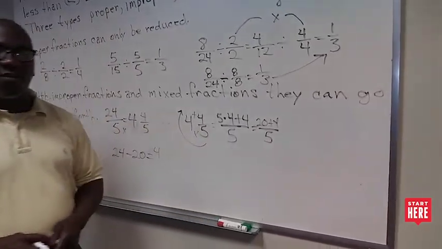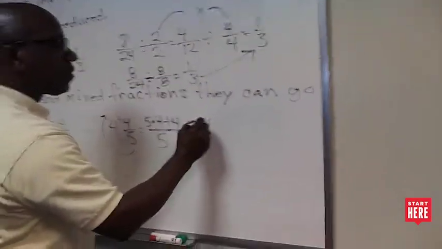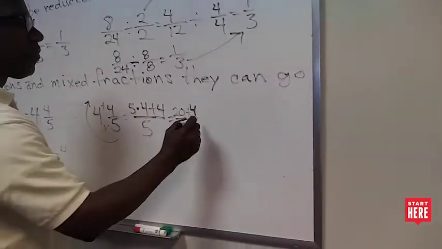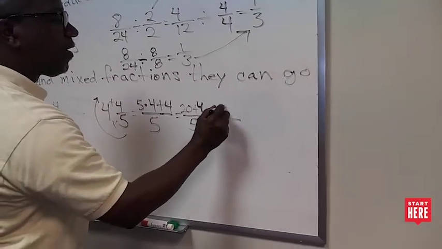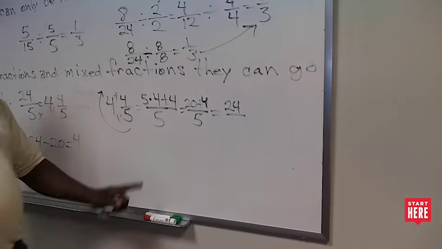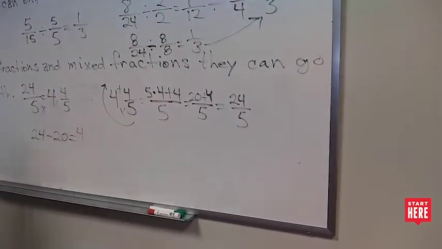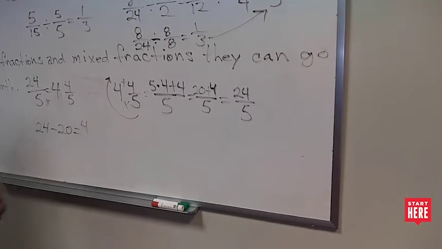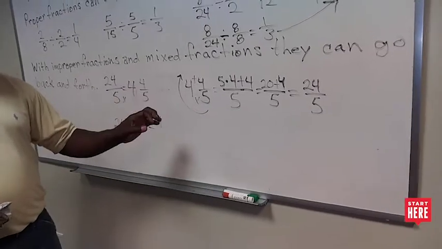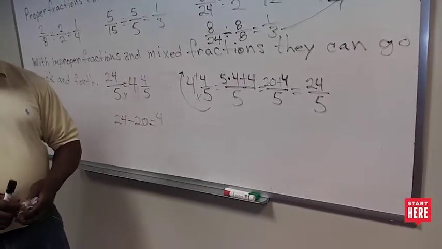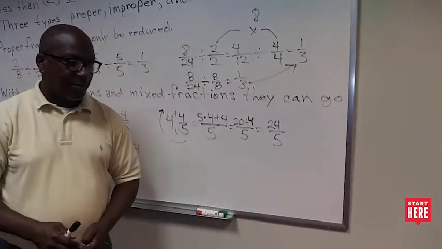Remember, we bring our 5 over. Our denominator doesn't change. 20 plus 4 is 24. The denominator doesn't change. We just bring it over. 24 over 5. Therefore, you see 4 and 4 fifths will go back to 24 over 5, which is an improper fraction.